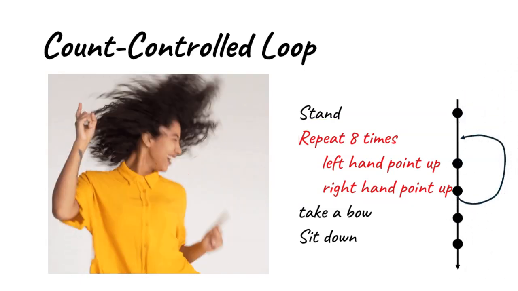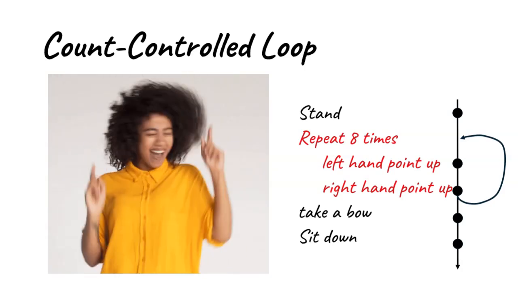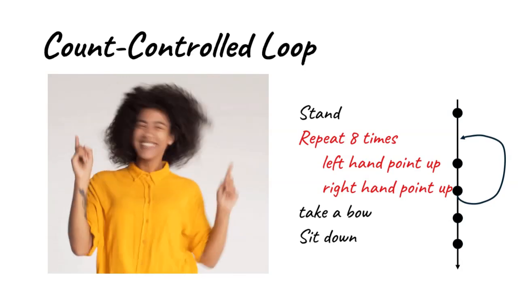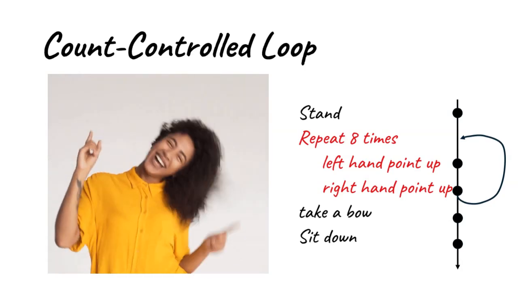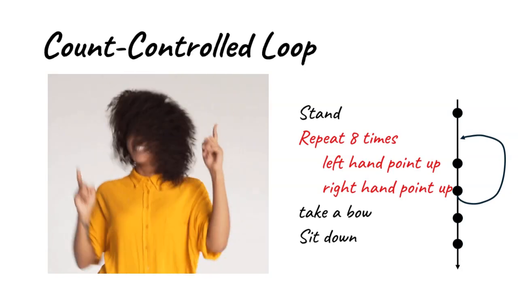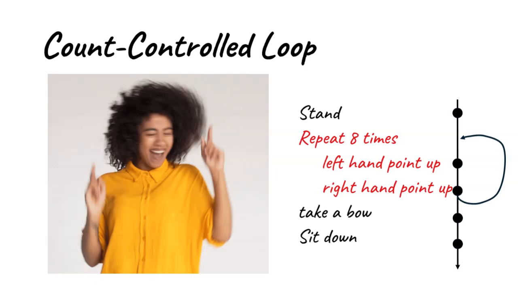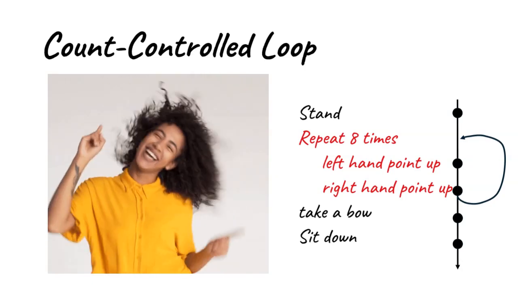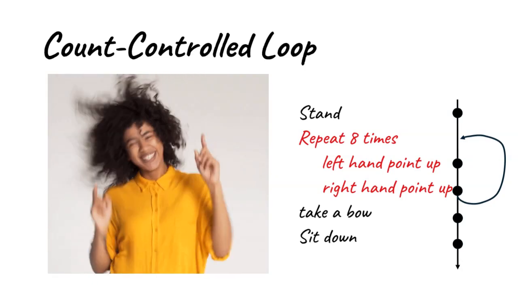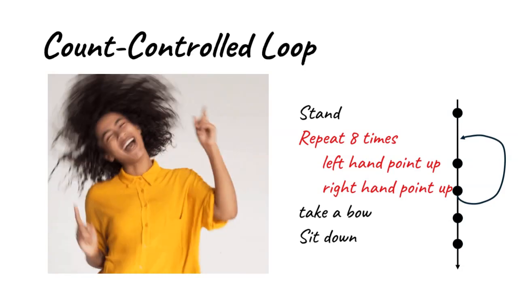Let's have a look at the flow of control, which is the order in which this algorithm is carried out. First of all, the person stands up. Then they enter that red count-controlled loop and they do left hand point up, right hand point up, and they repeat that 8 times. When they've repeated that for the 8th time, they're going to leave that red count-controlled loop, take a bow, and then sit down.